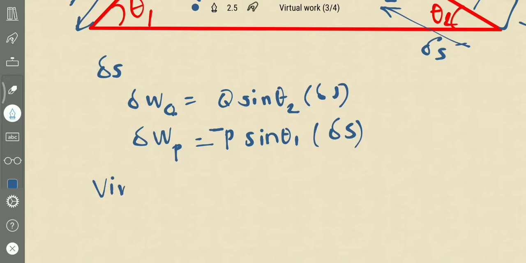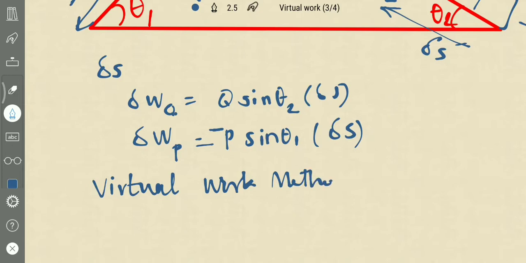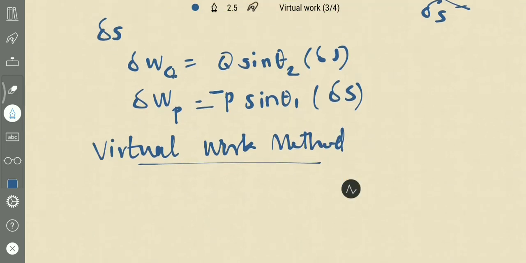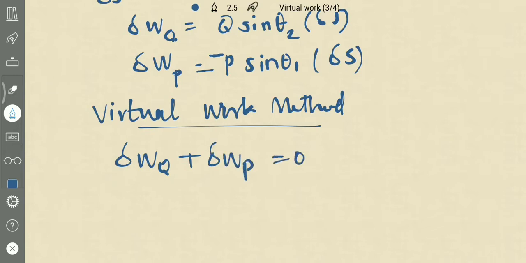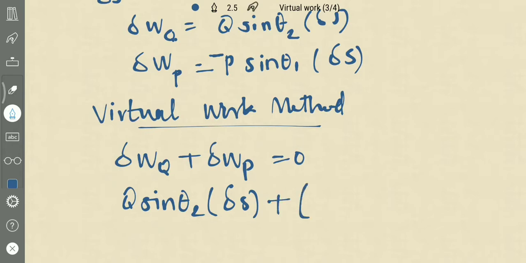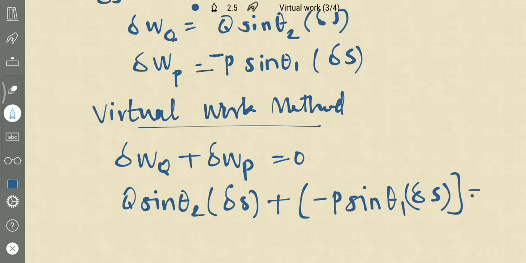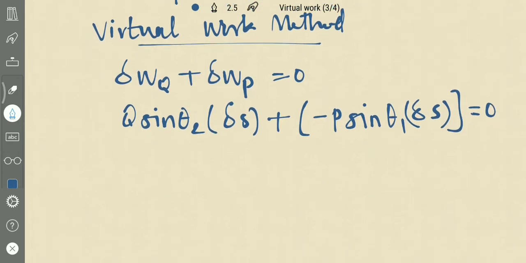And what does virtual work method say? Total work should be 0. The work done by Q plus work done by P should be equal to 0. Work done by Q is Q sine theta 2 into delta S, plus work done by P, minus P sine theta 1 delta S, which should be equal to 0 in order to remain the system in equilibrium.